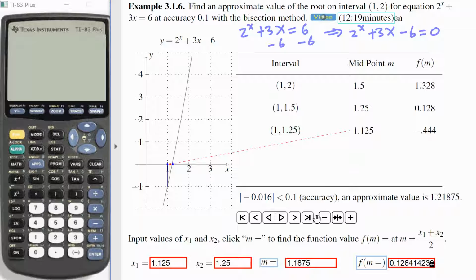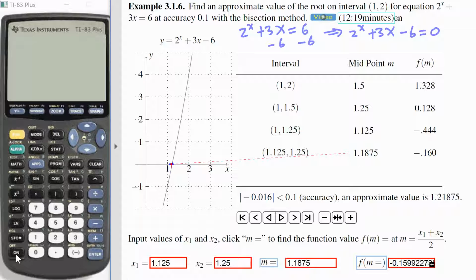That will be the 0 point. Okay. And then you hit enter, it will be the value. Animation is like this. 1.125 is the boundary point on the left, and then 1.25 is the boundary point on the right. Okay, then you do the next slide. So then you have the middle point, and then you have the function value.